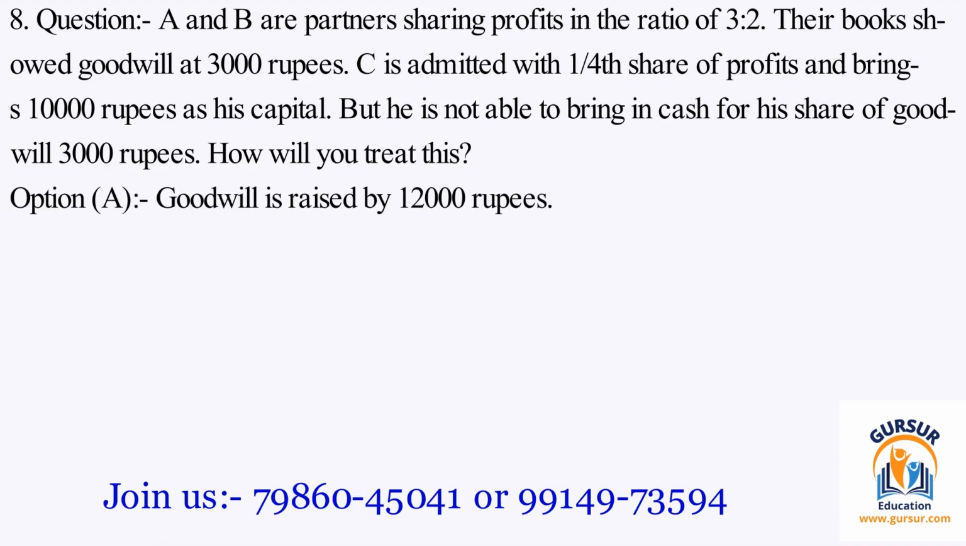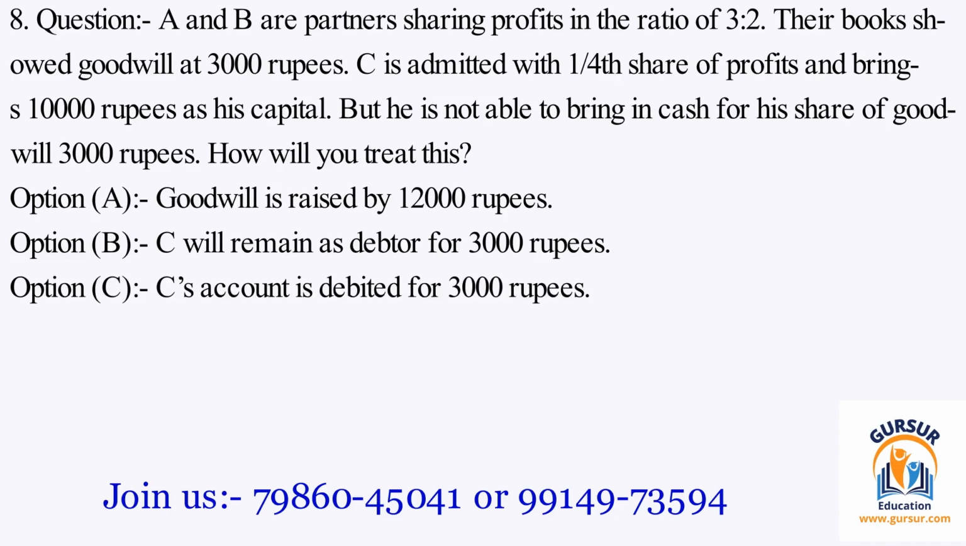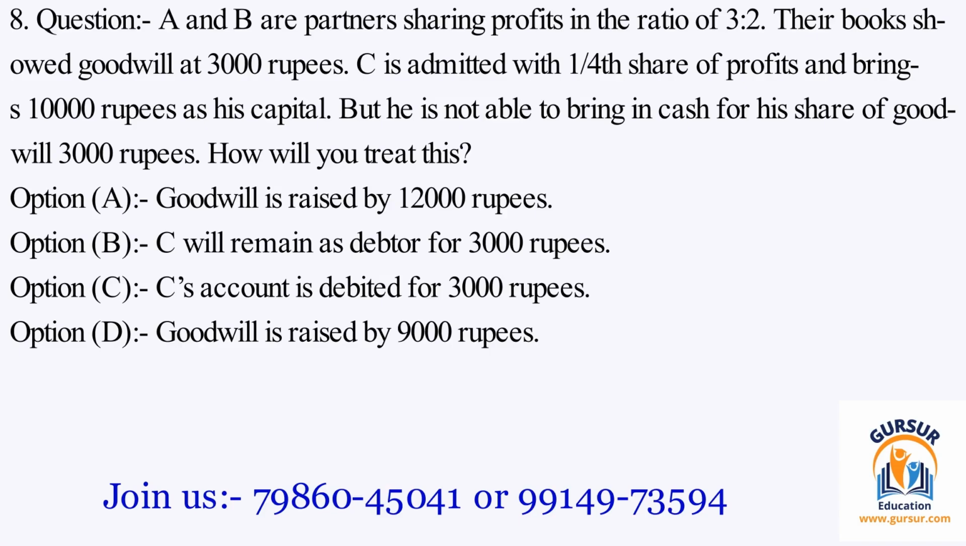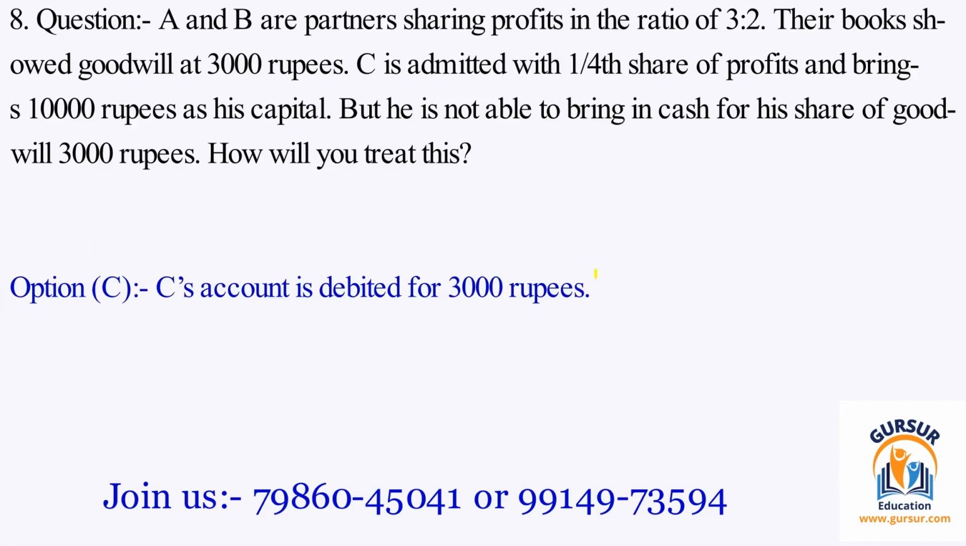The option A is, goodwill is raised by 12,000 rupees. The option B is, C will remain as debtor for 3,000 rupees. The option C is, C's account is debited for 3,000 rupees. The option D is, goodwill is raised by 9,000 rupees. The right answer of the question is option C, and that is, C's account is debited for 3,000 rupees.